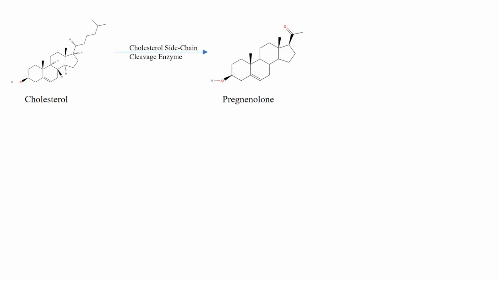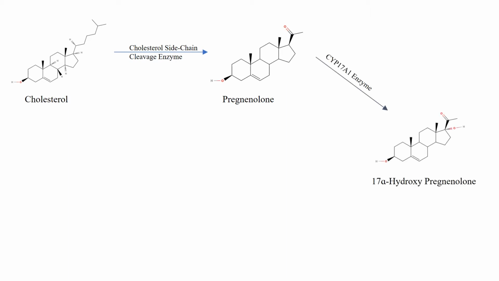Step 2 of this process is the removal of some carbon atoms by CYP17A1 enzyme to produce one of two products. In this case, we'll be focusing on 17-alpha-hydroxypregnenolone. Step 3 then, 3-beta-hydroxysteroid dehydrogenase oxidizes the hydroxypregnenolone from the previous step and produces androstenedione. Step 4 of this process is then 17-beta-hydroxysteroid dehydrogenase reduces androstenedione and produces testosterone.